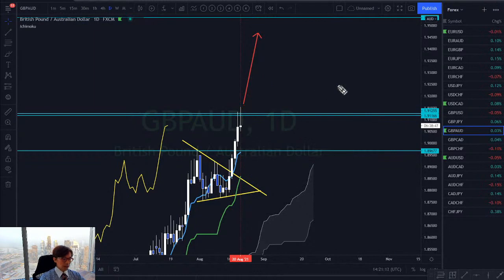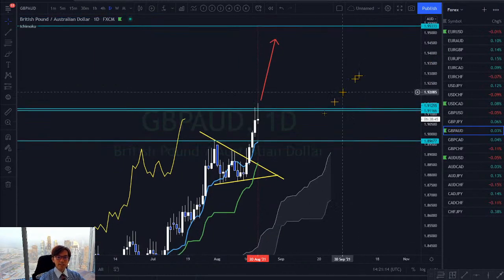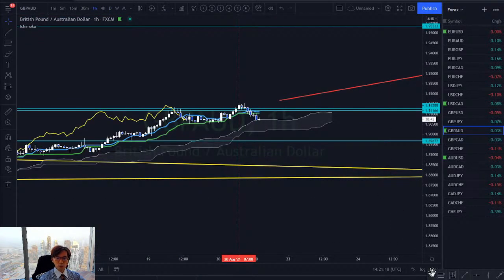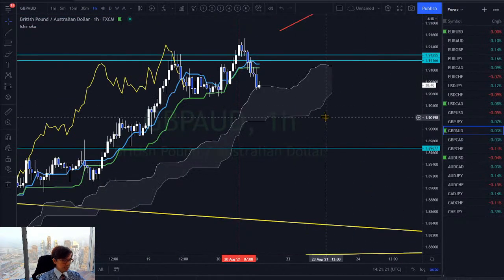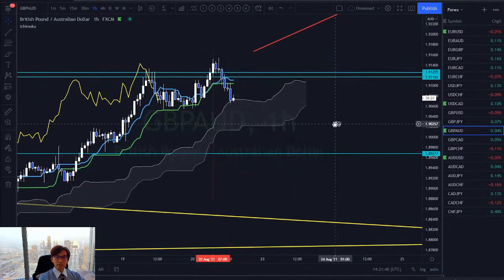So let's see. This is resisted right now, and we can also check the 1 hour chart, and it is also retracing all the way back to the Kumo now. So it's retracing backwards, and this is no more uptrend on the 1 hour chart. So in this case, I won't look for a buy chance anymore. So this is my analysis on pound AUD.